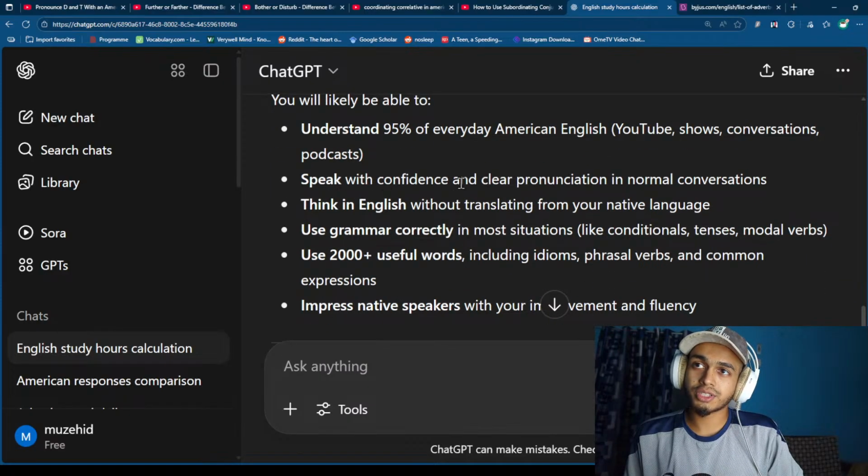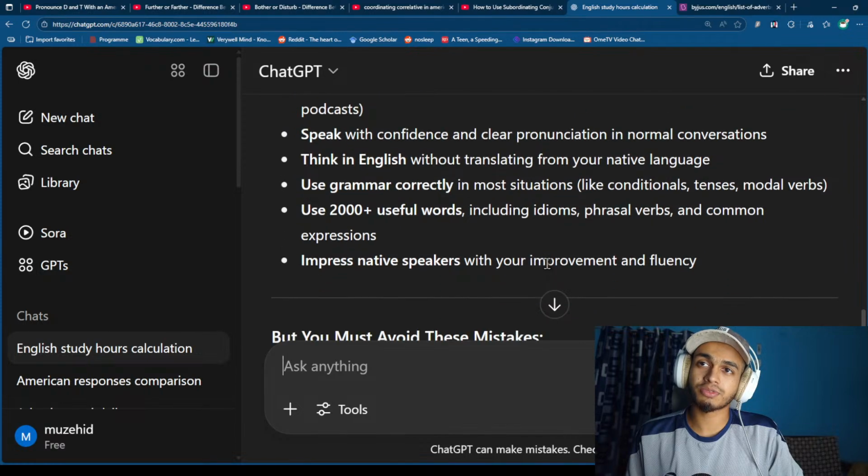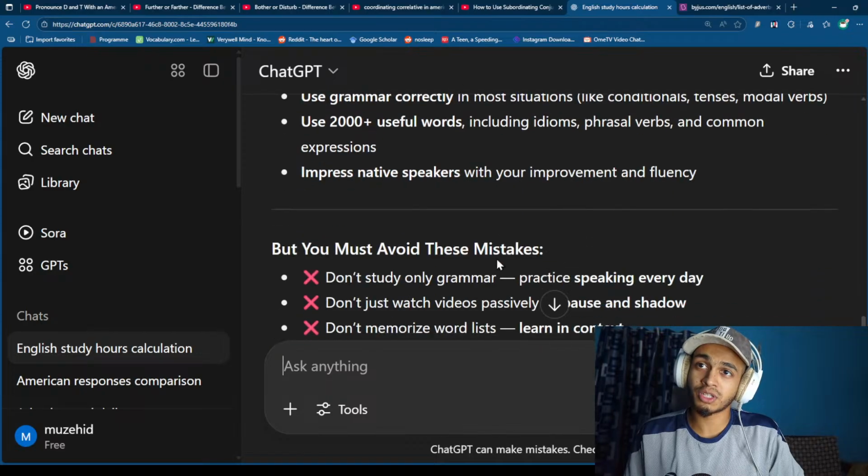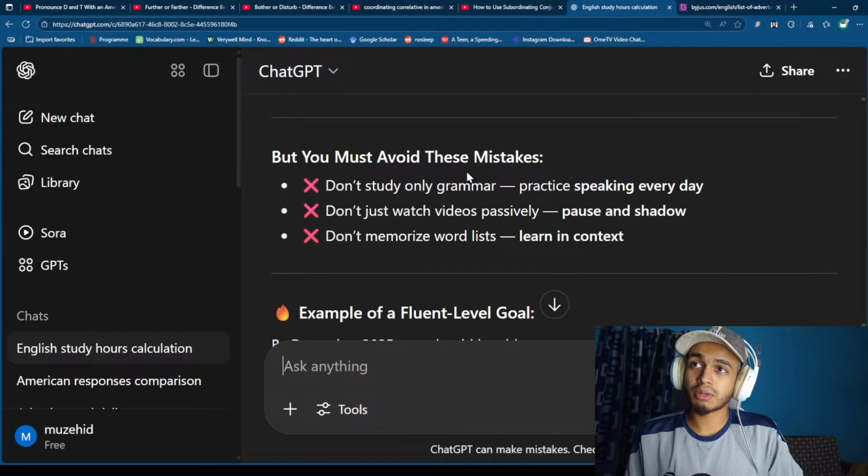Speak with confidence and clear pronunciation in normal conversation. Think in English without translating from your native language. Use grammar correctly in most situations, like conditional tenses and modal verbs. Use 2000-plus useful words, including idioms, phrasal verbs, and common expressions. Impress native speakers with your improvement and fluency, but you must avoid these mistakes.